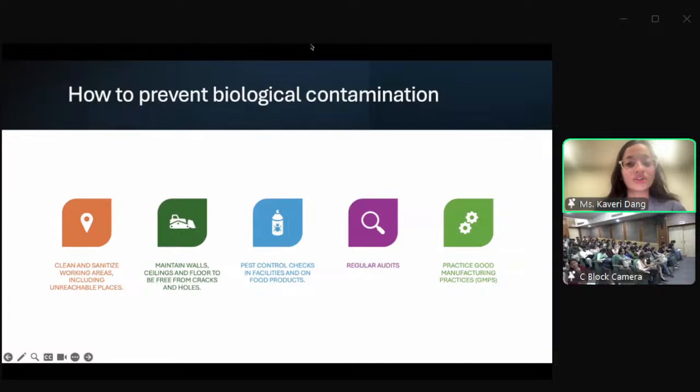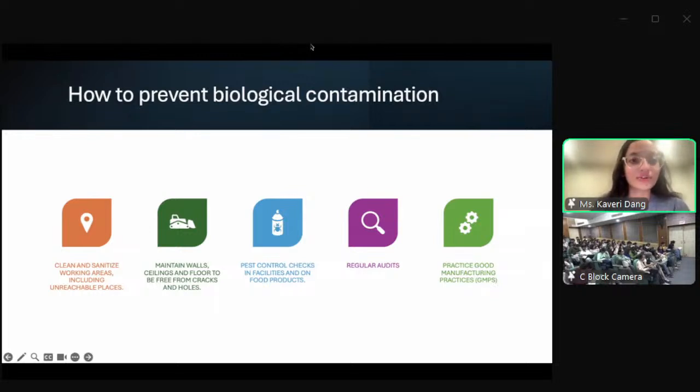Okay, so we talked about different kinds of biological contaminants. How would we prevent them? There are multiple areas where we can work upon, especially in a manufacturing facility. That's where I am coming from. So I would talk about those areas that we practice or the areas that are commonly used.